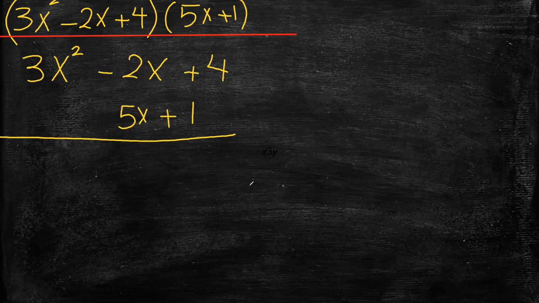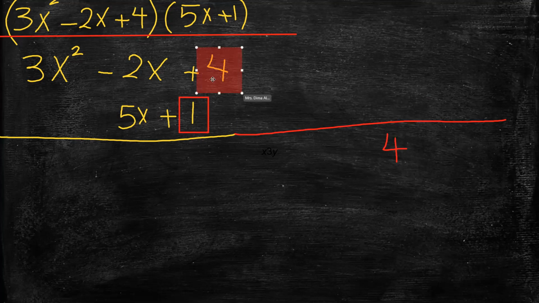Now, as we said, we multiplied the first number, which is 1, with the ones. So now let's multiply 1 with 4. 1 times 4 is 4. Then I will multiply 1 times negative 2x. 1 times negative 2x is negative 2x.